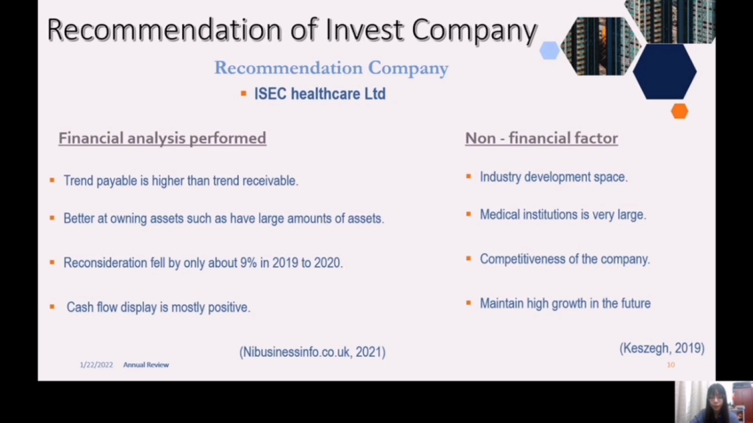Third, competitiveness of the company. Competitiveness of the company is important for the future because it shows whether this company is able to earn money in the future or not. ISEC has good competitiveness compared with Asian Healthcare because ISEC is following the trend and provides a lot of types of eye surgery like laser and so on.